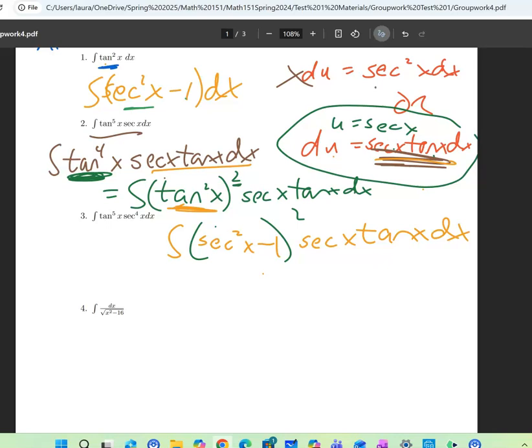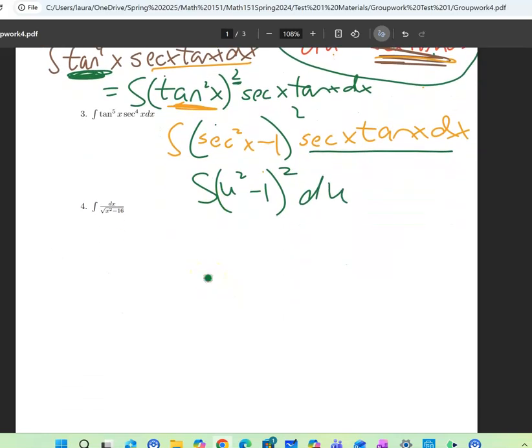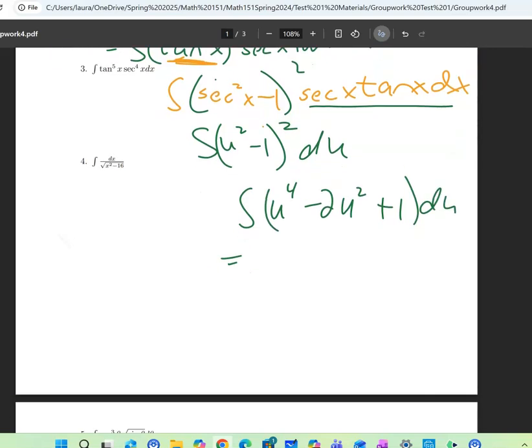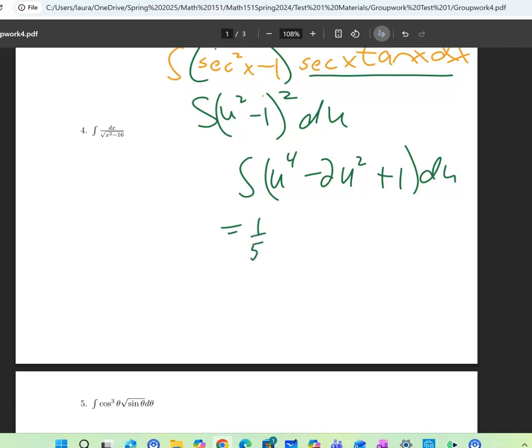All right, here we go. Put the u equal to secant in. So I'd have u squared minus 1 squared, and all of this is the du. Then I'm going to have to multiply this out. So I get u to the 4th minus 2u squared plus 1 du. And then make sure you take the antiderivative. So 1/5 u to the 5th minus 2/3 u cubed plus, and remember the antiderivative of 1 is u.